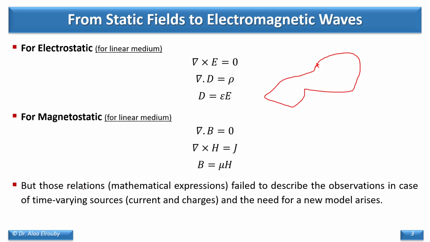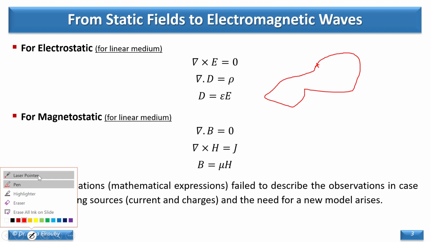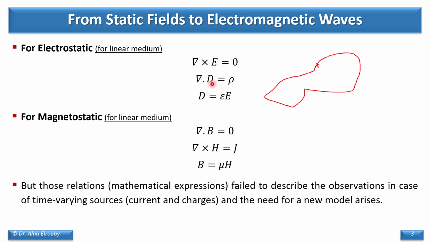Divergence of D equals rho is Gauss's law, which is stating that the total outflux from any closed surface equals the total free charge enclosed by this surface.